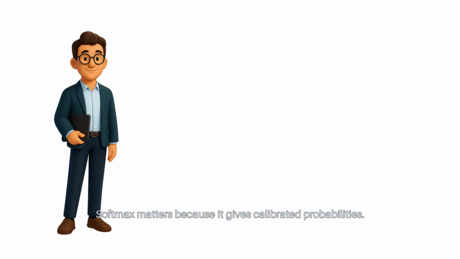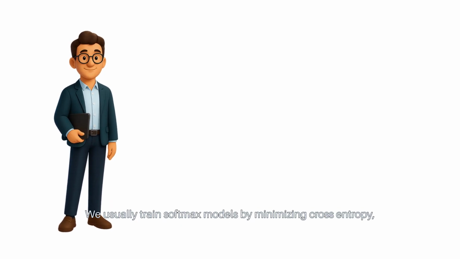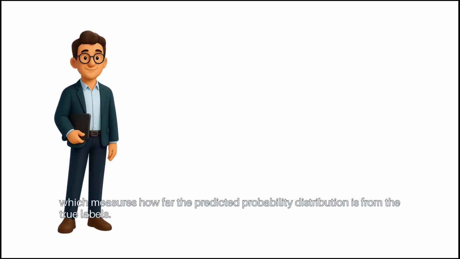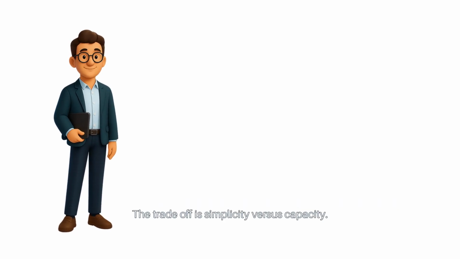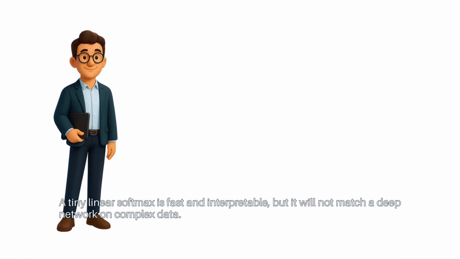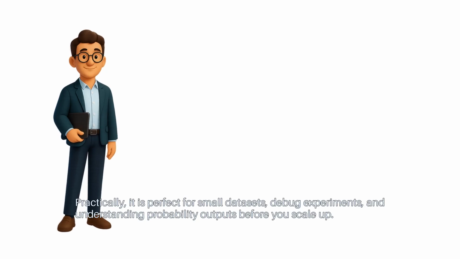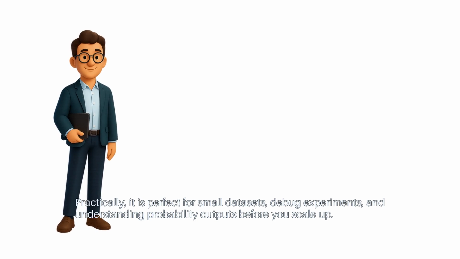Softmax matters because it gives calibrated probabilities. We usually train Softmax models by minimizing cross-entropy, which measures how far the predicted probability distribution is from the true labels. The trade-off is simplicity versus capacity. A tiny linear Softmax is fast and interpretable, but it will not match a deep network on complex data. Practically, it is perfect for small datasets, debug experiments, and understanding probability outputs before you scale up.